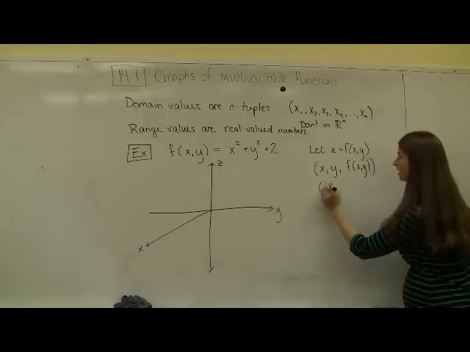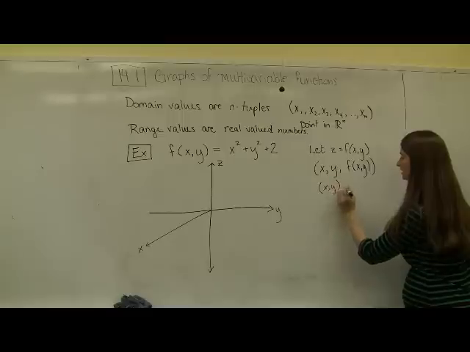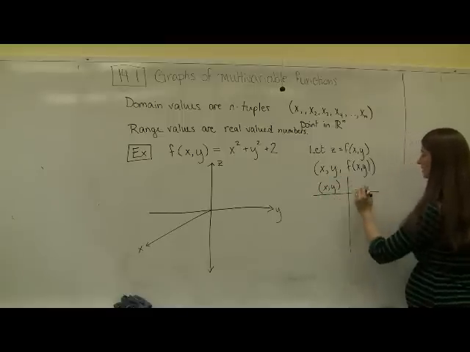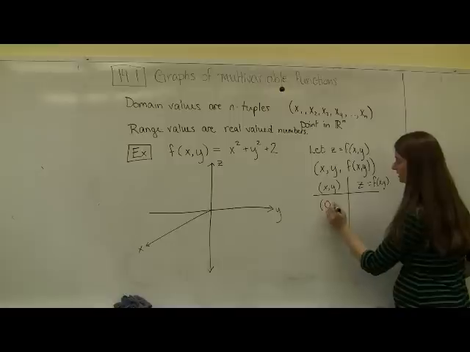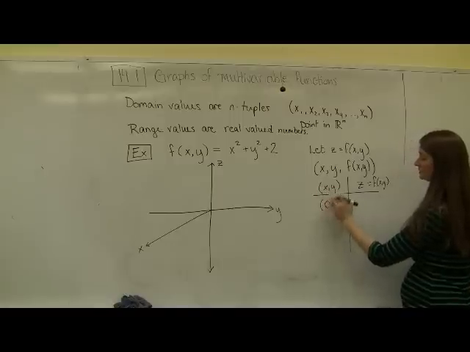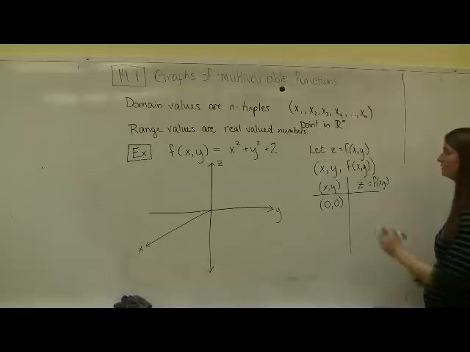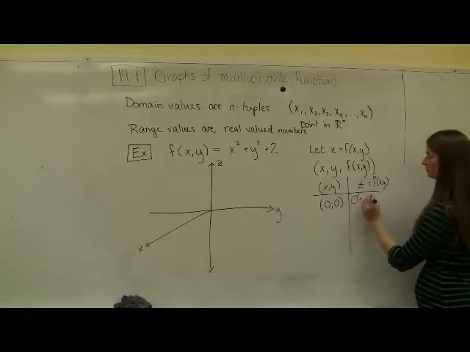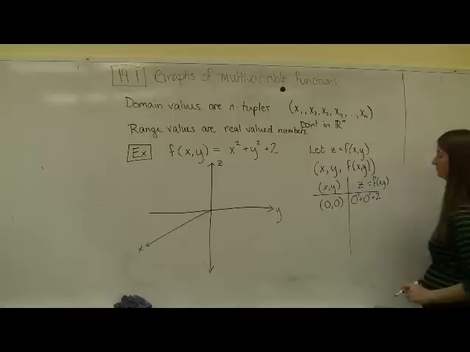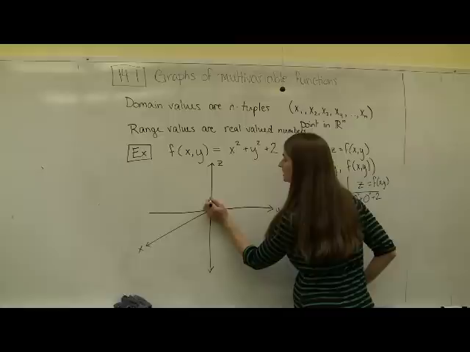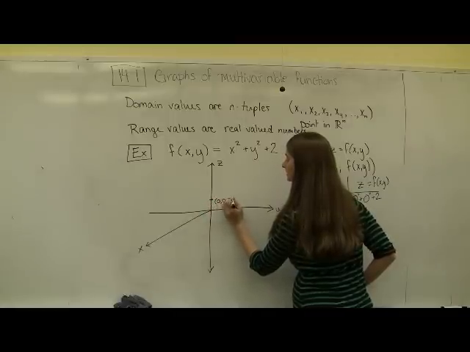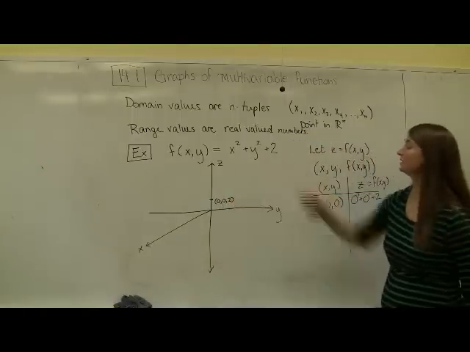So if my inputs are ordered pairs x, y, and my outputs are z values, which in this case is f of x, y, if I have an input point of 0, 0, meaning my x is equal to 0 and my y is equal to 0, my output is going to be 0 squared plus 0 squared plus 2. It's going to be 2. So this corresponds to a point in 3-dimensional space given by the point 0, 0, 2. That's one point that lives on this graph.